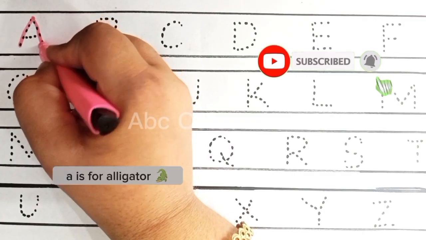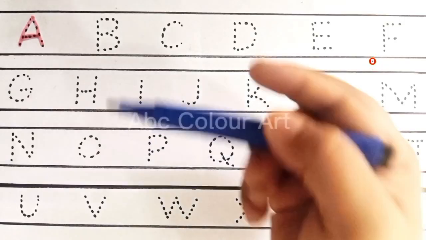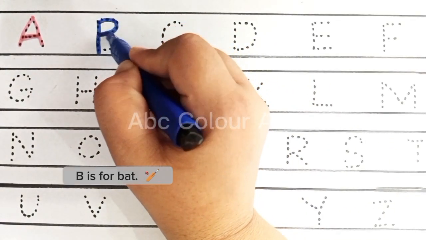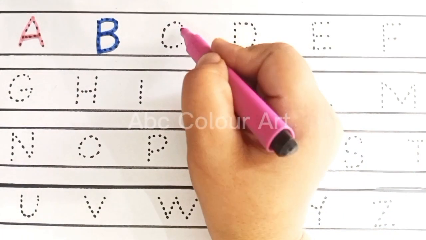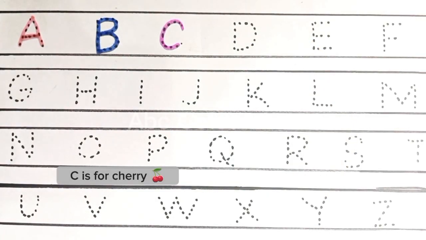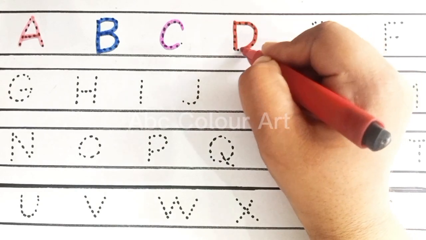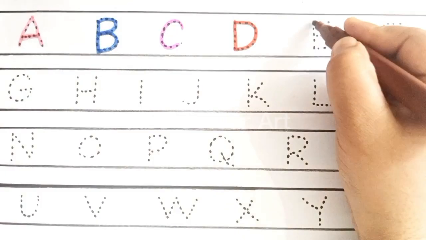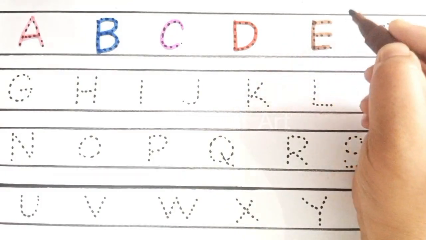A is for alligator. B is for bat. C is for cherry. D is for duck. E is for elephant.